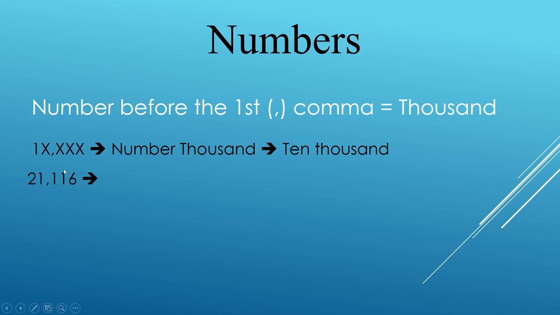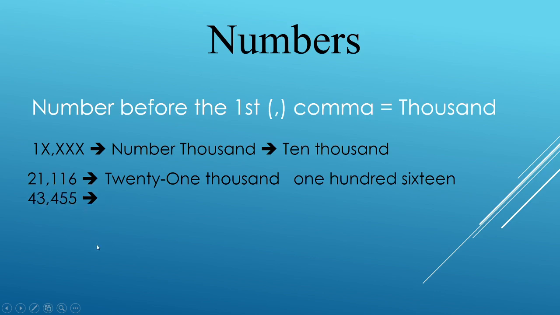To say this number, remember the number before the first comma, we say 1,000, right? So right here, we just say this number, 21, followed by the first comma, we say 1,000. 21,000. After the comma, we just say the number, 116.